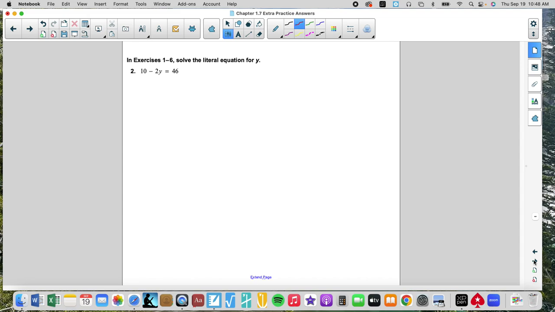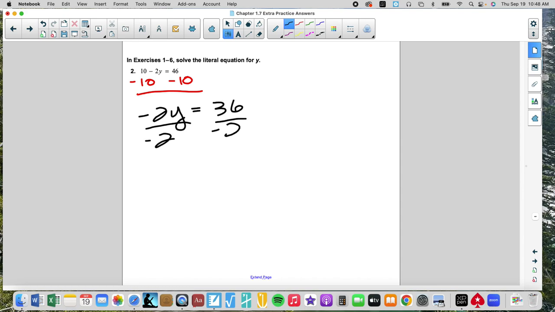We again have things happening to my variable y. I'm going to subtract 10 from both sides. I'm left with negative 2y. Don't forget that negative. Equals 36 divided by negative 2, and we get y equals negative 18. An interesting one because there are no secondary variables. Make sure you simplify, and make sure you keep track of those negatives.